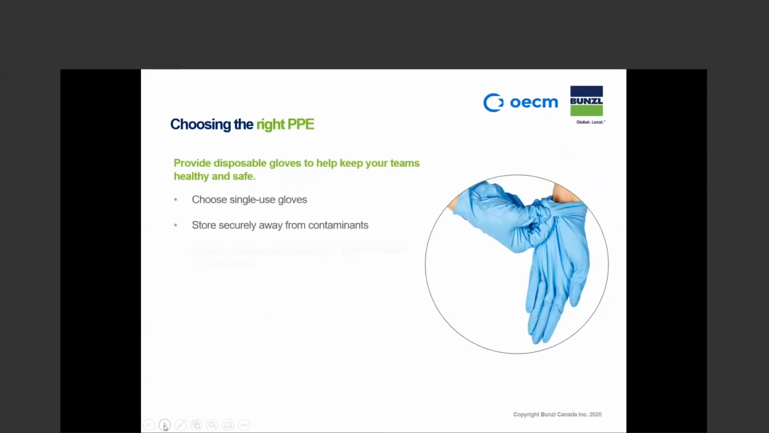Okay, so choosing the right PPE. We want to use single-use gloves. We want to store them securely, away from the potential of being contaminated, but readily available for everybody to use as necessary. It's a best practice to make sure the gloves dispense one at a time to prevent contamination. You don't want to pull a bunch of gloves out, touch them, and then put them back into the Kleenex-style dispensing box. That's not a good practice, so make sure that they do that.